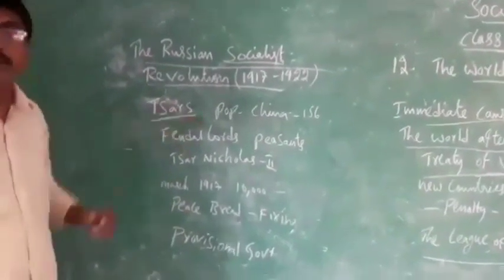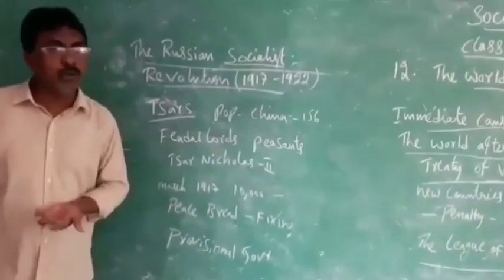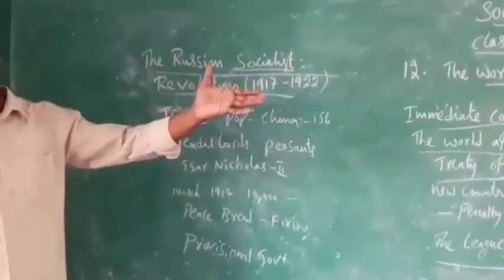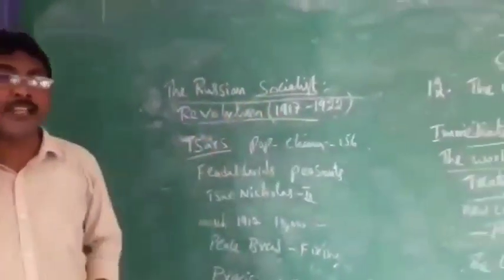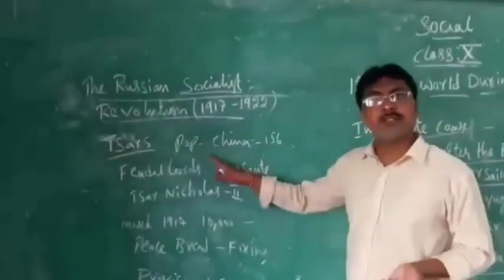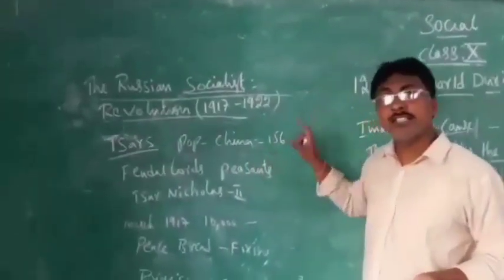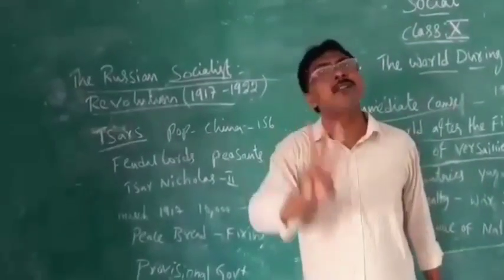And I tell you the population. You know that China is the first most populated country in the world. Next to that, India is second in population. After that, Russia goes to third place in population. Russia is the third most populated country.